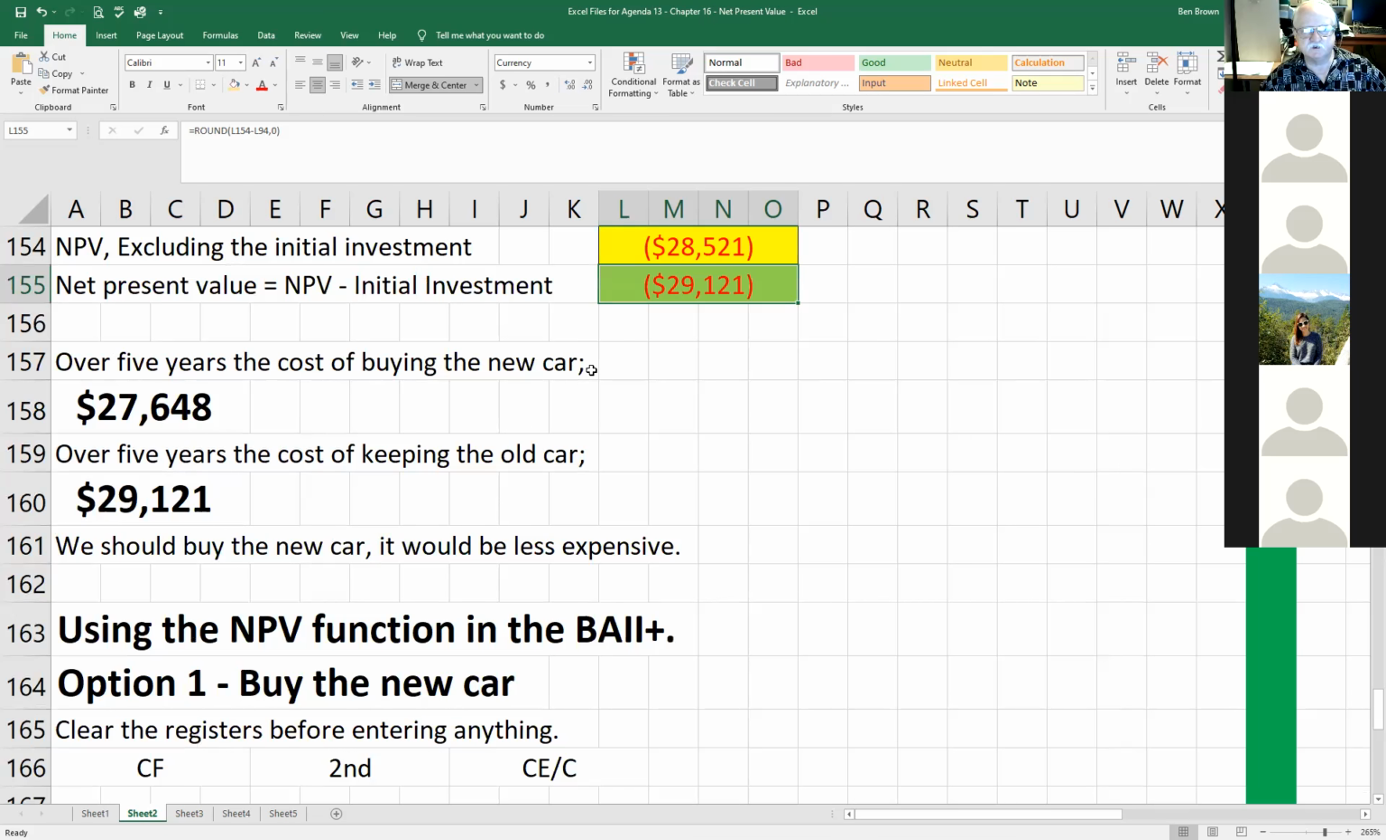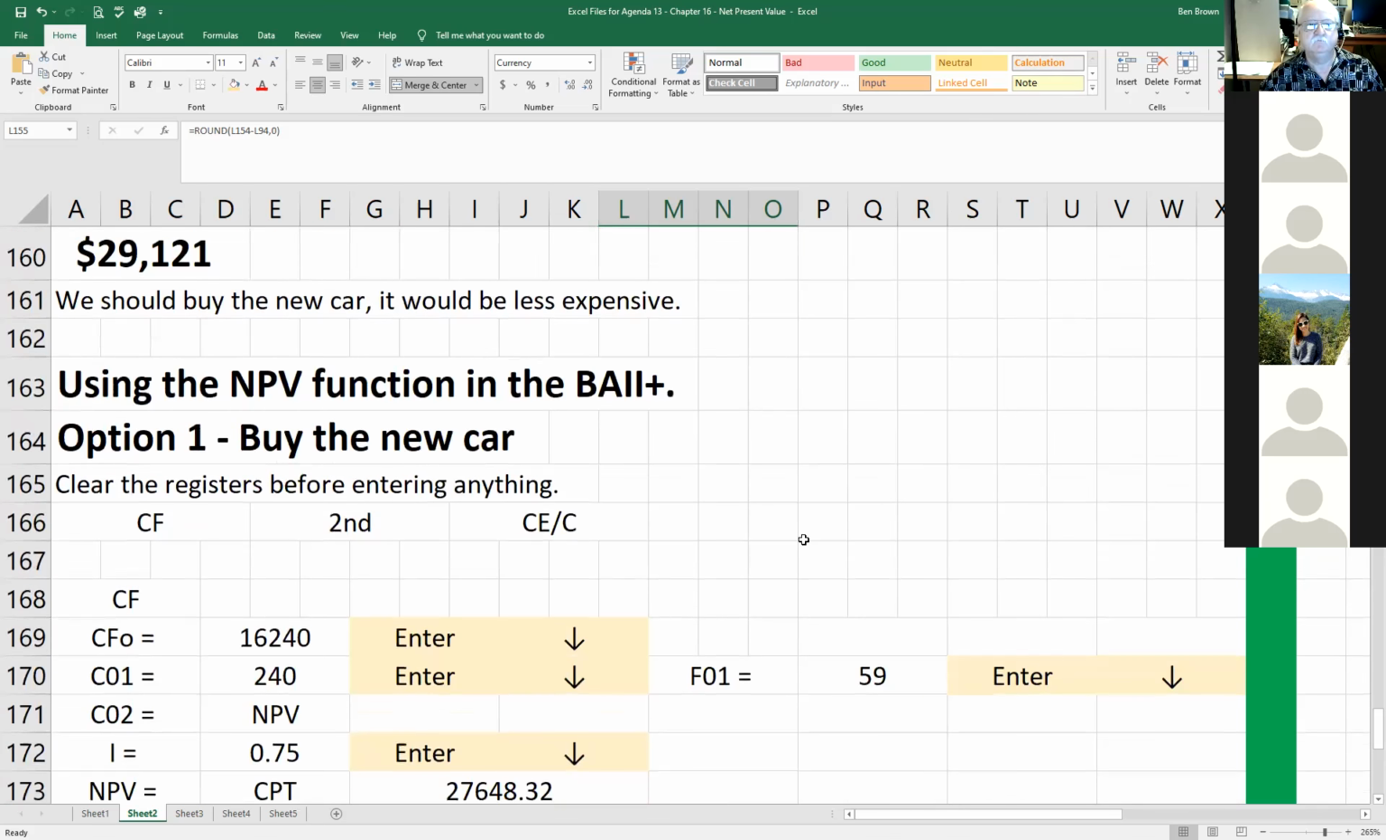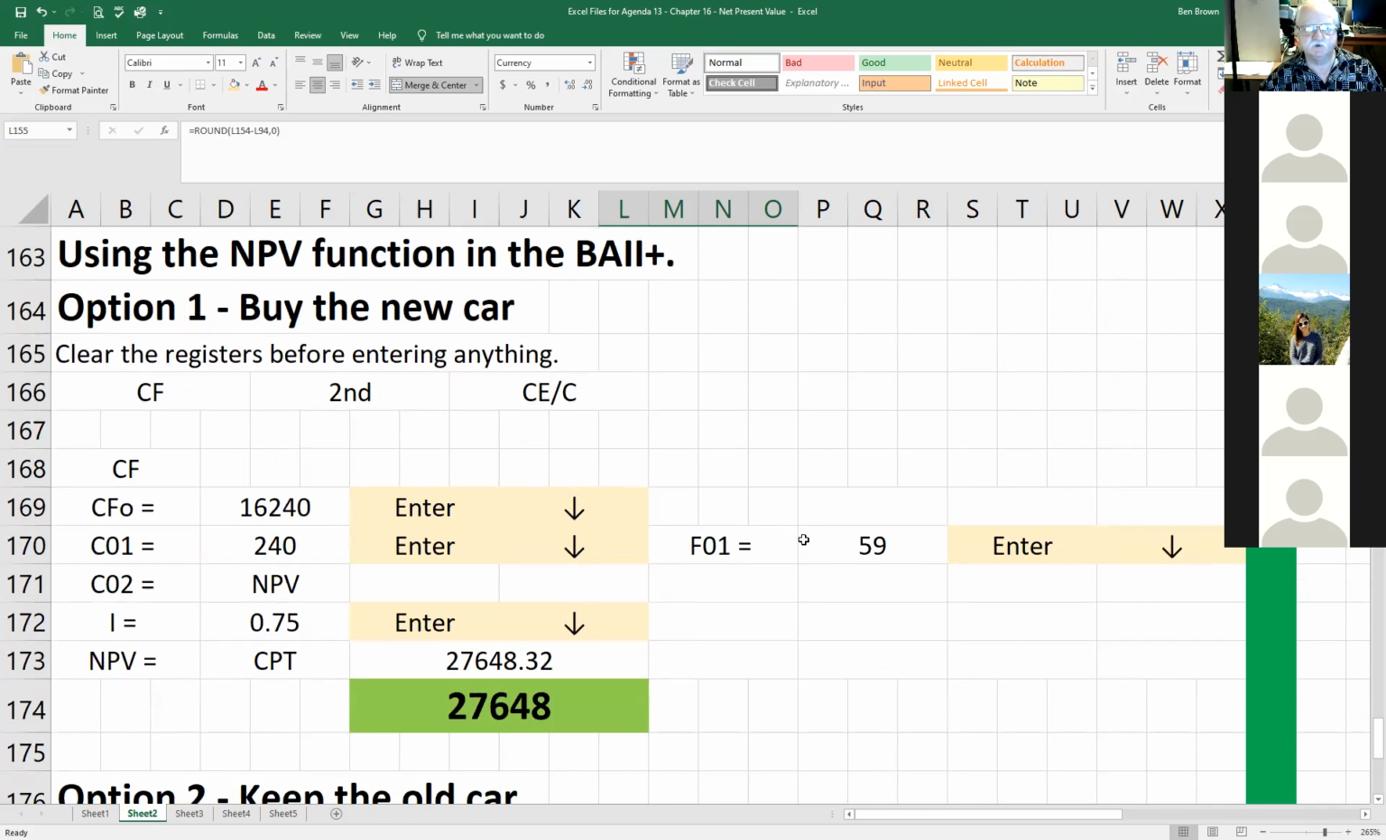So we compare the two. Over 5 years, the cost of buying the new car, $27,000. Over 5 years, the cost of keeping the old car, $29,000. We should buy the new car, it would be less expensive. And then we try doing the same thing on the BA2 Plus. Remember, clear those registers first. Let's try it.